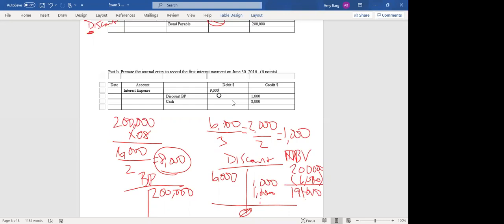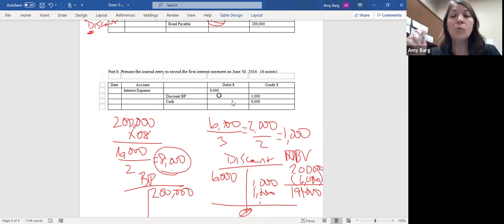So why are you adding $1,000? Because are they paying in total 9,000 for the interest every single time? So you don't pay 9,000, you pay 8,000, but on your books, on your balance sheet, your bond is evening out, and your interest expense.